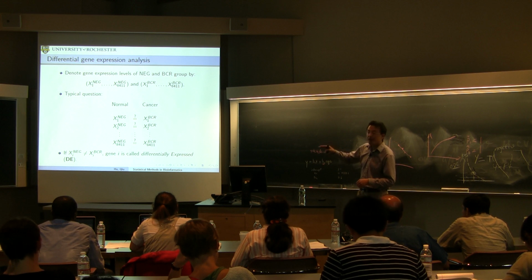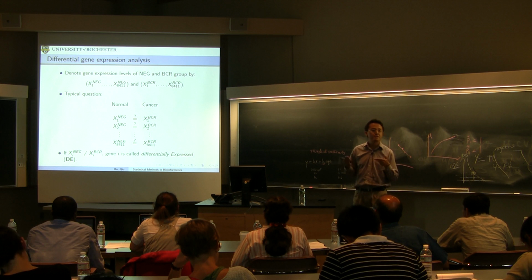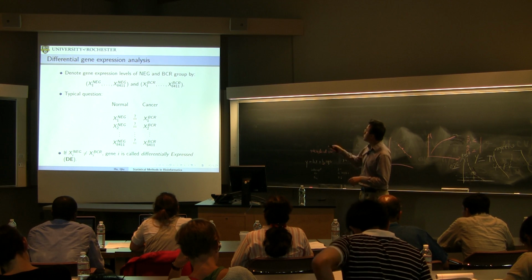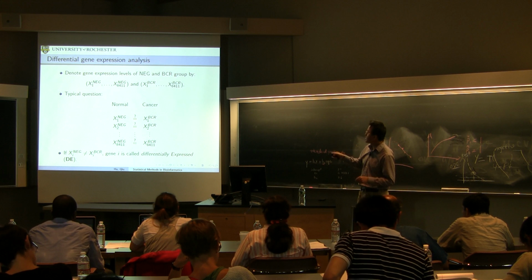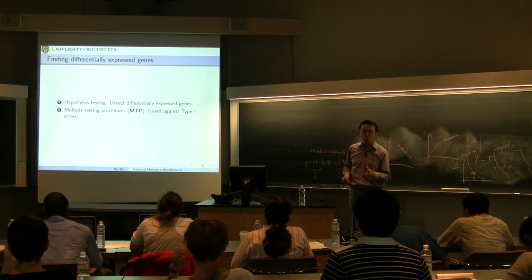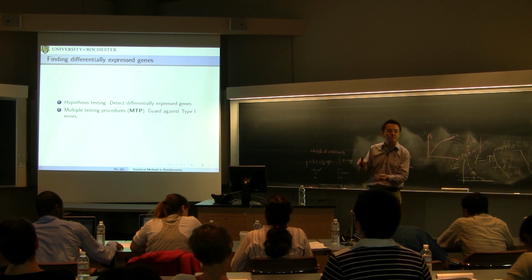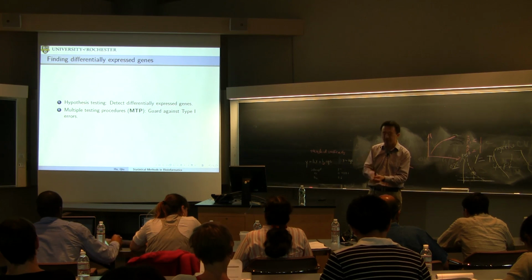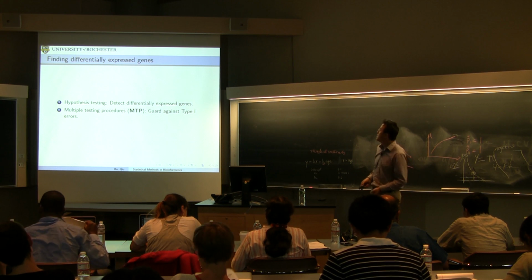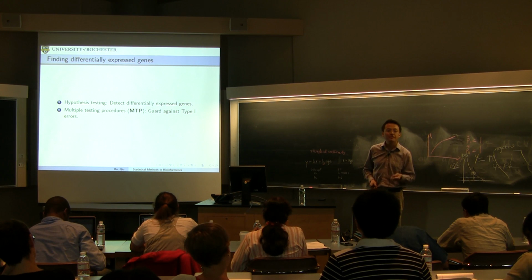When I say equal or not, I mean their means are the same or not, or sometimes I mean their distributions are the same or not. In order to identify these differentially expressed genes, there are two steps you need to do. The first is hypothesis testing. You use different tests like the t-test, or non-parametric tests like the Wilcoxon test. Then you will get around 8,000 p-values, right?